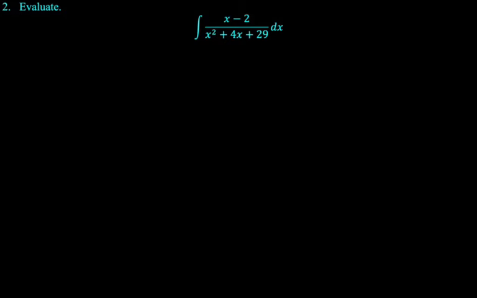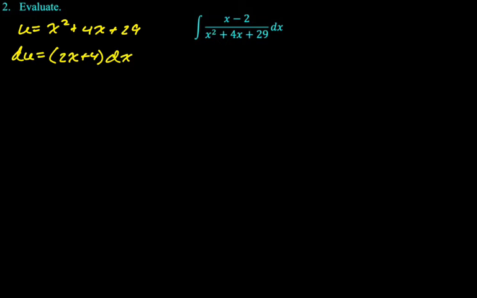So you see something like this, and your initial instinct is it's probably a u-substitution problem where u is the denominator. But then when you try to find du, you get 2x plus 4 dx, and we don't have that. We have x minus 2. And so there are things we could do, like clever things, but we don't really want to be clever in this case.